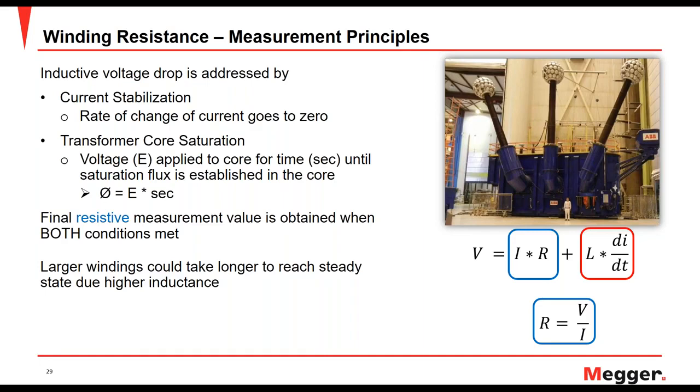Now, in order to saturate the transformer core, voltage has to be applied. And the flux that's needed to saturate the transformer core can be defined in the equation you see here. The flux phi is equal to the voltage times the seconds. So it depends on the voltage that's applied to the transformer core and also the time for which that voltage is applied. So we have to make sure that our test setup is such that the transformer core is driven into saturation. Once these two conditions are met, the final reading is a resistive measurement, and that's how you can determine the resistance of your transformer winding.